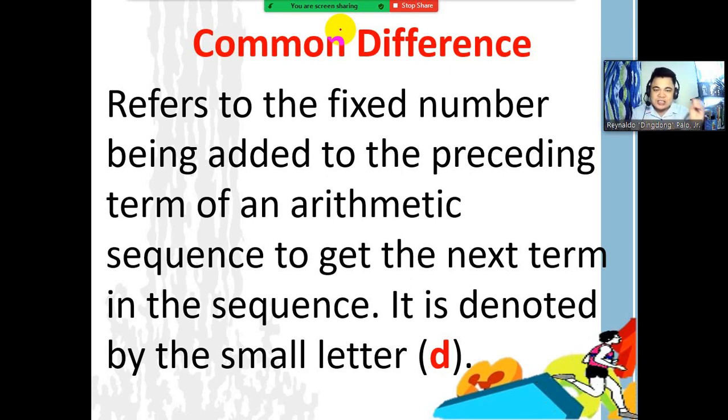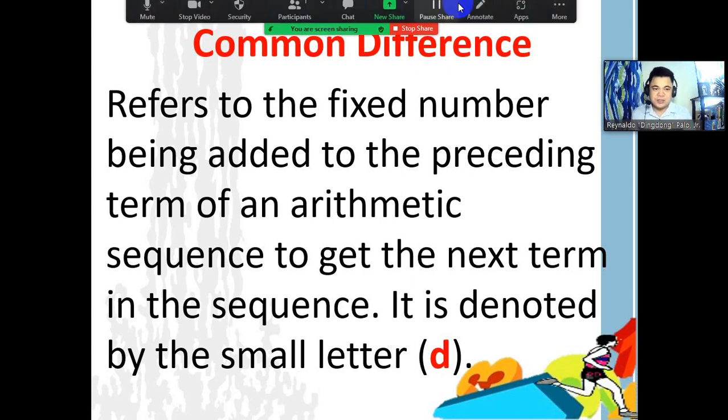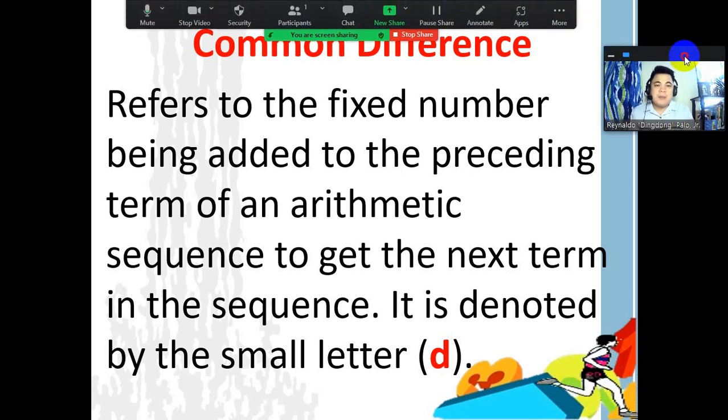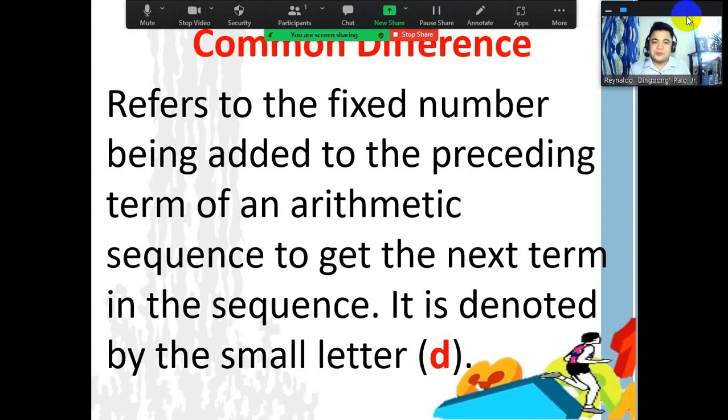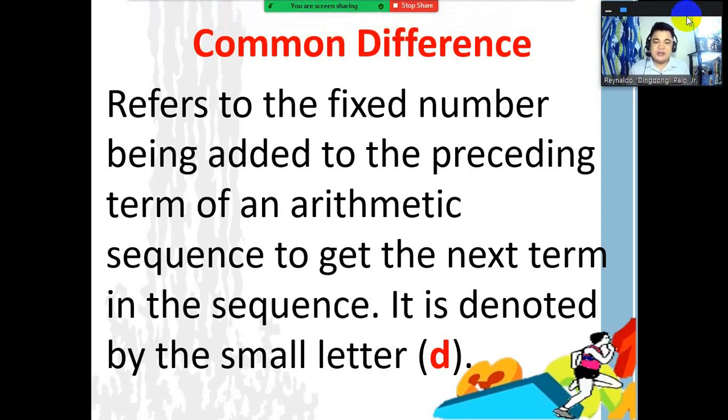In getting the next term of an arithmetic sequence using the common difference, you have to add. But if you would like to solve for the common difference, the operation is subtraction. You will subtract from right going to the left so that you will be able to solve for the common difference. The common difference plays an important role in writing the next terms of an arithmetic sequence.